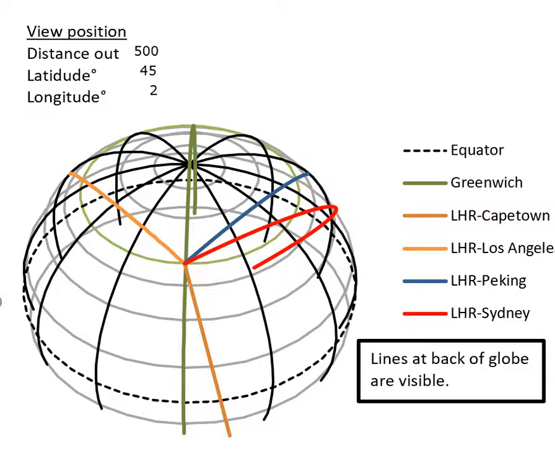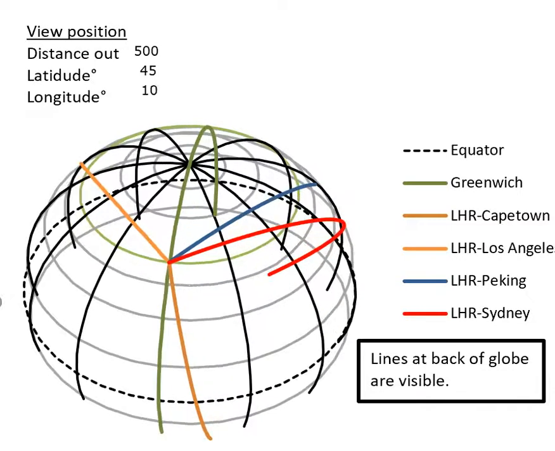Los Angeles is orange, roughly this, and which also starts by going north. Los Angeles, as you know, is south of London, as is Sydney. Cape Town, which is slightly browner than Los Angeles, does go directly south because Cape Town is nearly due south of London. And there we are.